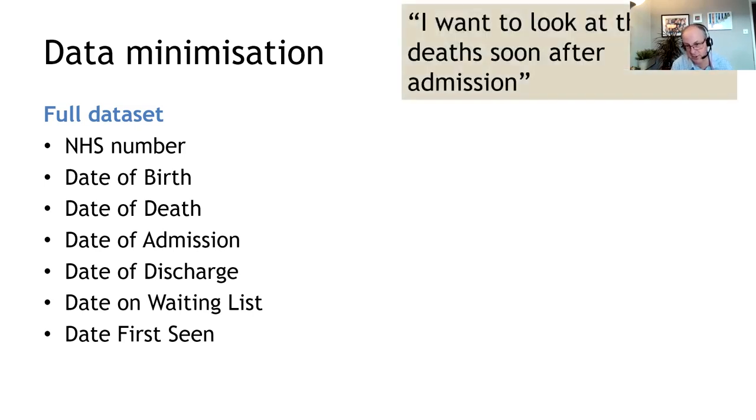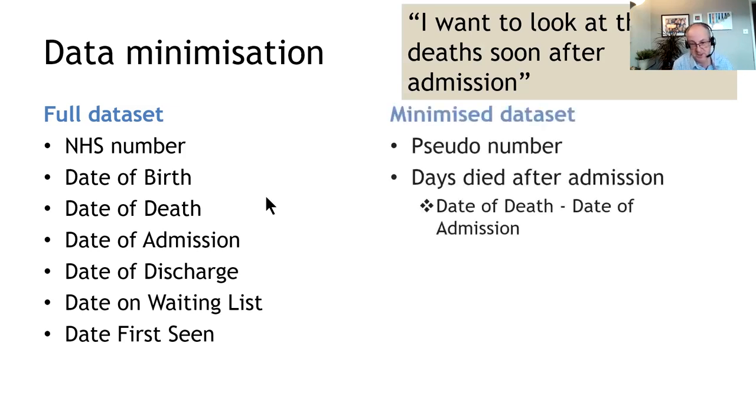A last one, again, the same sort of thing. I want to look at the deaths soon after admission. In this case, it's looking at the days died after admission, which would be a number or a count. That count can be done by the original data controllers. In this case, I've added on a pseudo number. And the reason I've done that is that this could be useful if the researcher who uses that little data set finds some really odd ones. Or if you had hospital on there, for instance, they might find some really odd situations that didn't quite look right.